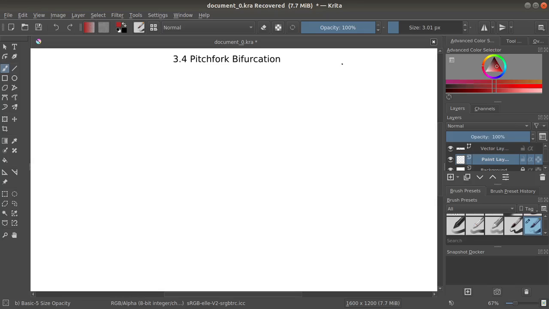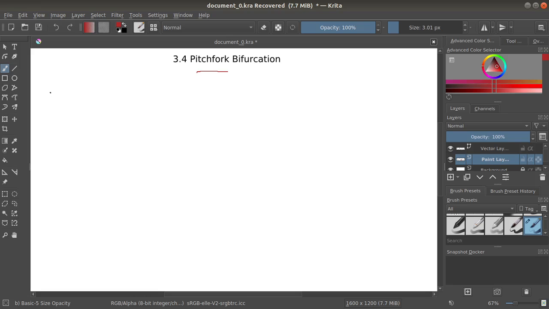Okay, let's begin. So today we are going to discuss a bifurcation known as the pitchfork bifurcation. The first thing we need to ask is: what is the normal form of the pitchfork bifurcation? We have seen the normal forms of other bifurcations. Similarly, what is the normal form of this pitchfork bifurcation?